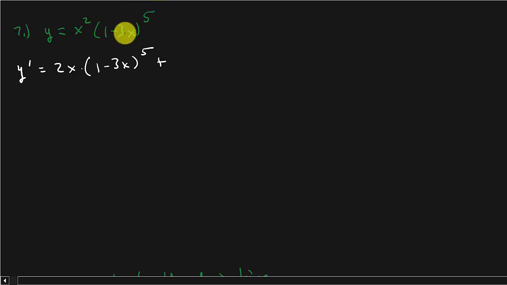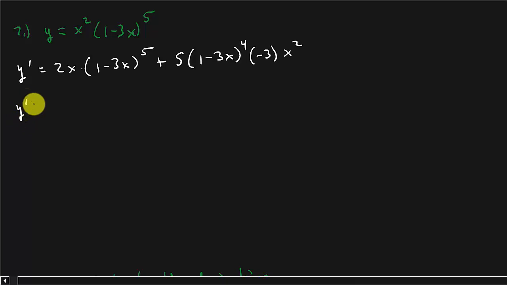So now we've got to take the derivative of 1 minus 3x to the 5th. We've got to do chain rule there. So that's 5 times 1 minus 3x to the 4th. The 5 comes down, subtract 1 from the exponent, times the derivative of what's inside the parentheses. So what's the derivative of 1 minus 3x? That's negative 3. And then times the first function. All right, so we did product rule there.